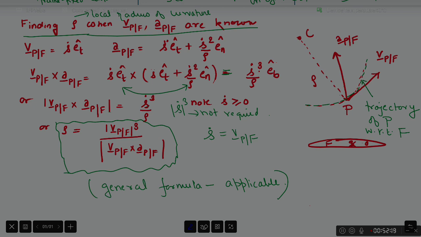Now, sometimes in real life situations or while solving practice problems, we are interested in finding the local radius of curvature of the particle trajectory when the velocity and acceleration are known. If you refer to this diagram, we have the particle of interest located at this point. Somehow we know the velocity of the particle, say it is VPF, and we also know the acceleration of the particle APF. And we may be interested to find the local radius of curvature.